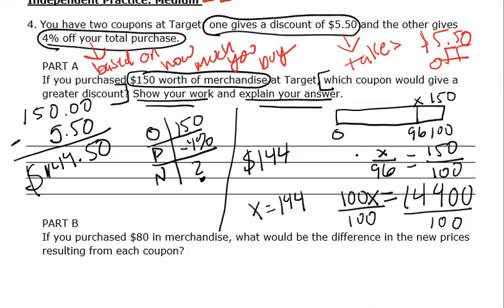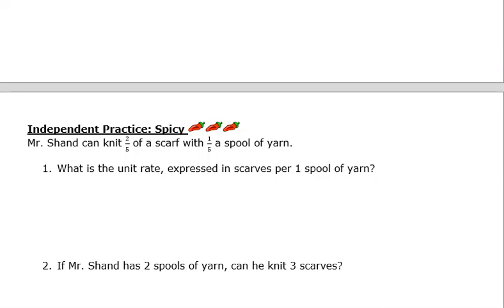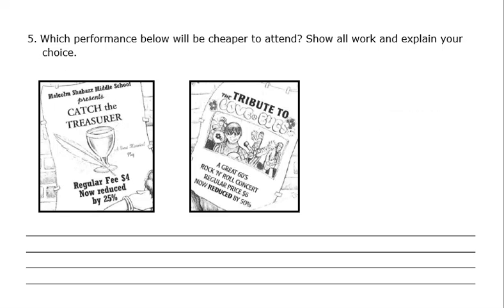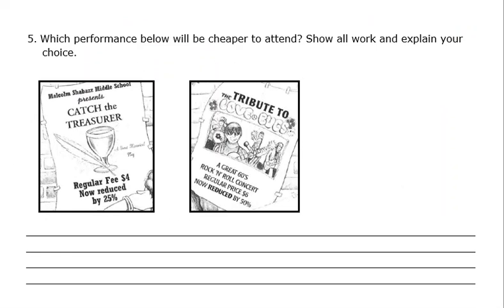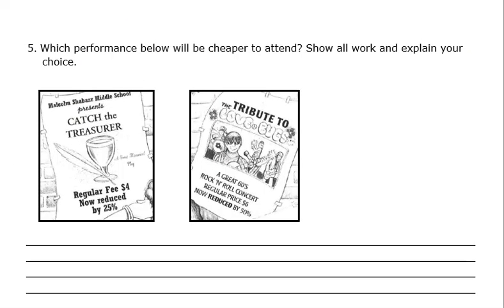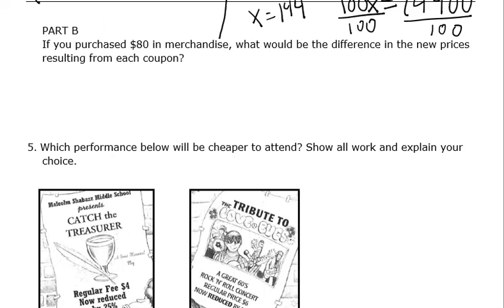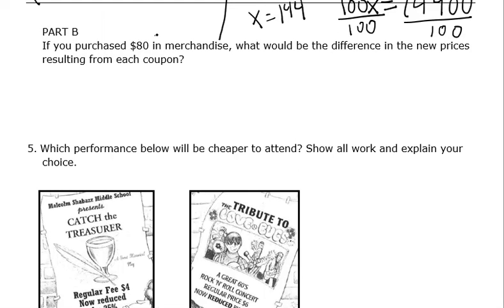All right, so let's move down here because they ask us this in a different way. And don't worry, I didn't forget about the explain it. I'm going to write it at the bottom. All right. So part B, if I purchased $80 in merchandise, what would the difference be in the new prices resulting from each coupon?